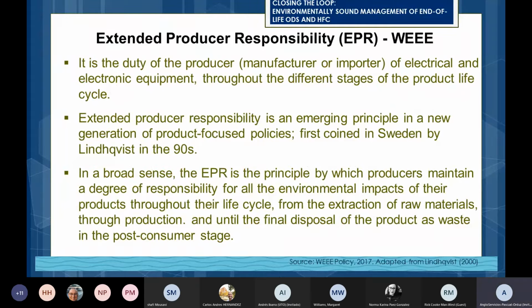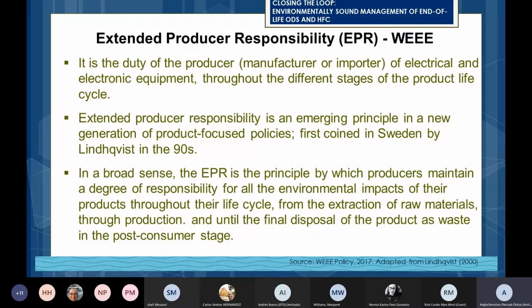We see that, as we saw before in the previous slide, we found there the extended producer responsibility, EPR. That'll be this presentation and next. So what is the extended producer responsibility, EPR? And we have taken this from the national policy on the comprehensive management of WEEE.